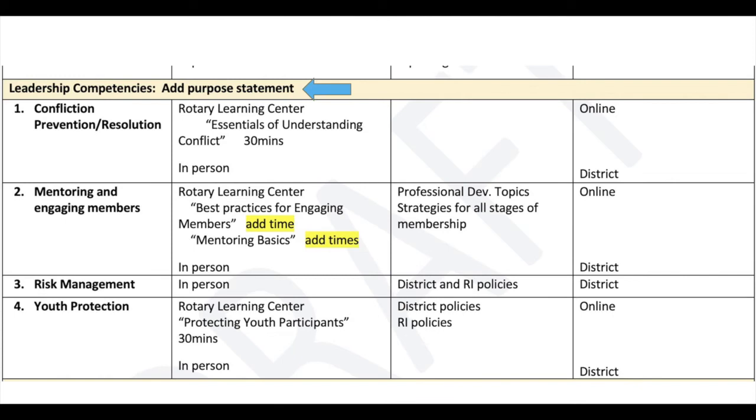Now here's the leadership competencies. Again, these are considered essential: conflict prevention and management, mentoring, and then the risk and youth management. And in my mind, due to the specific topics and policies at the district level, I think I would encourage all of us to consider the youth and risk management to be something that's really going to be owned by the district.